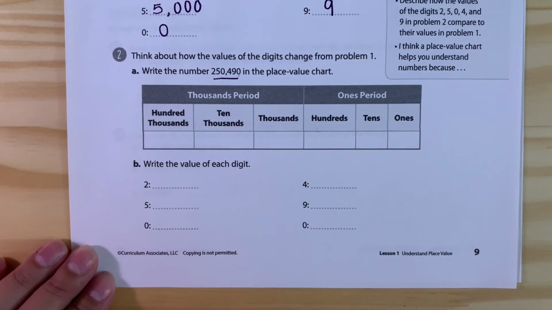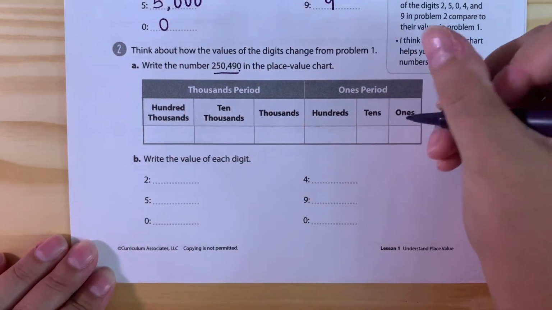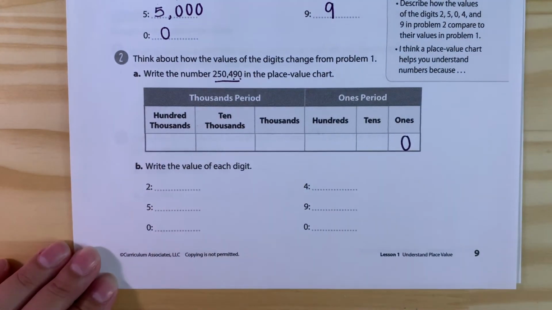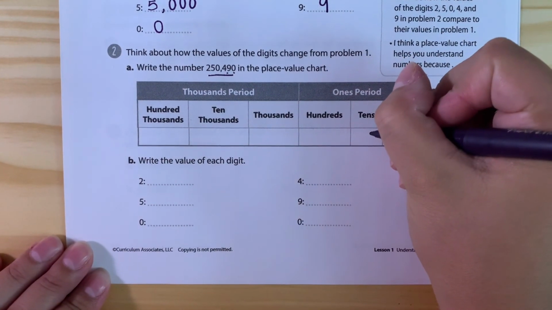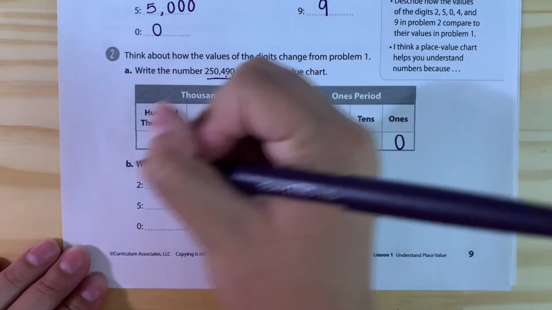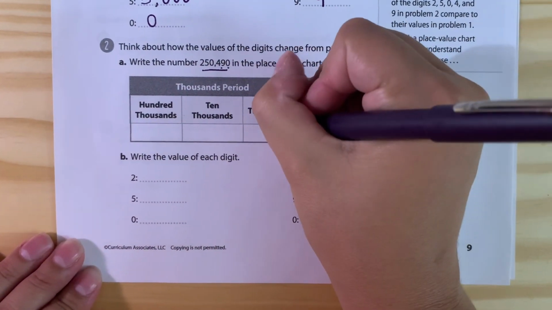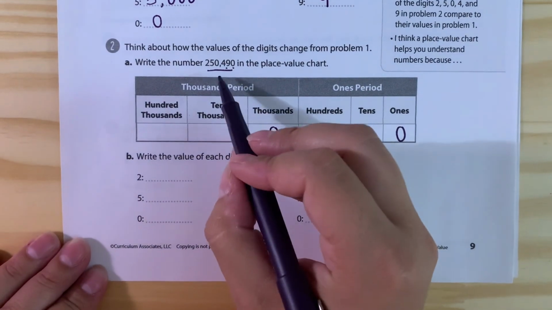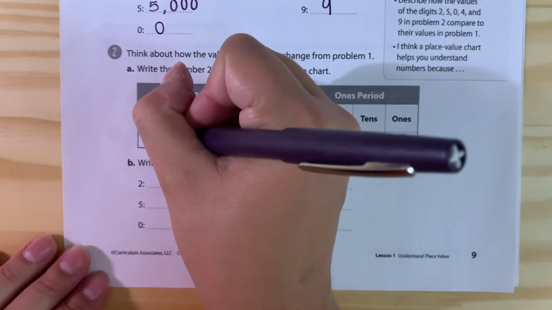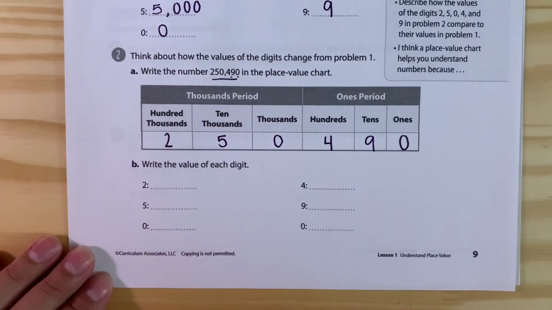So for this one, we have a 0 in the ones place. We have a 9 in the tens place. A 4 in the hundreds. And I'm just going across, another 0 in the thousands. A 5 in the 10,000s. And then a 2 in the 100,000s.